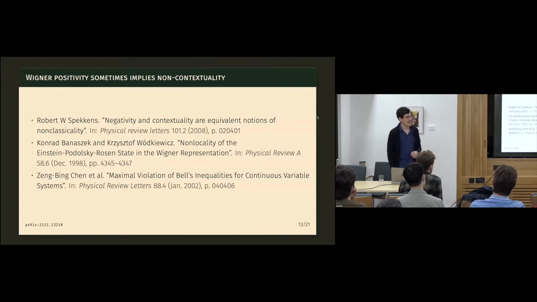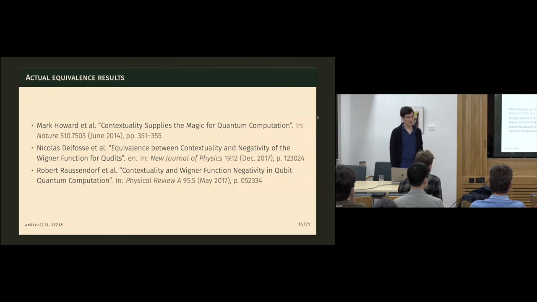But basically, it's a nice result, but the drawback is that whenever you want to witness contextuality, you have to go through all quasi-probability distributions and check whether they're negative or not, and you have a continuum of those quasi-probability distributions, so it's a bit difficult. But you have some actual equivalence results for discrete variable systems. This is an important result by Mark Howard in 2014 and co-authors.